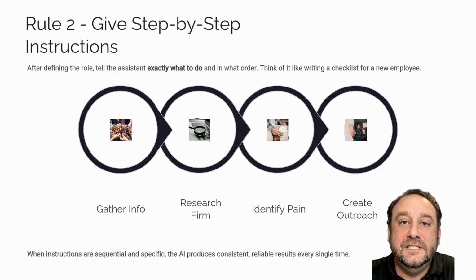Instead of asking the assistant to research a company, break the task into clear steps. For example, the assistant might first gather information about the company. Next, it analyzes the industry. Then it identifies potential business challenges. Finally, it generates outreach messaging.